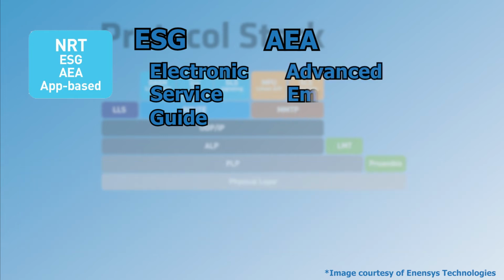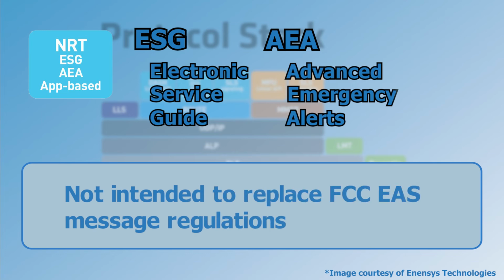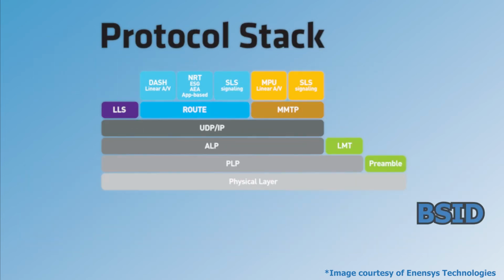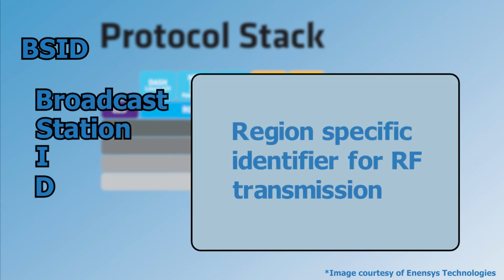AEA, Advanced Emergency Alerts, is a data service that enables broadcasters to deliver timely, in-depth, emergency-related information to their viewers. Note, AEA is not intended to replace the current FCC EAS message regulations, as is currently done in ATSC 1.0. AEA system does enable broadcasters to provide a rich set of supplemental information. BSID is Broadcast Station ID and is a unique identifier for each RF transmission and is region-specific. For ATSC 3.0 in the US, the BSID should be set to the value of the NTSC TSID.